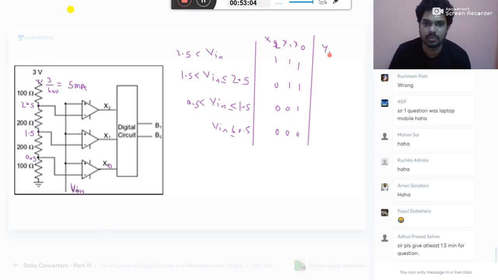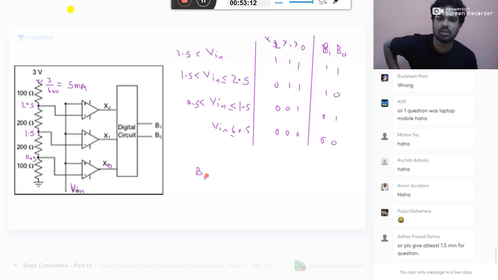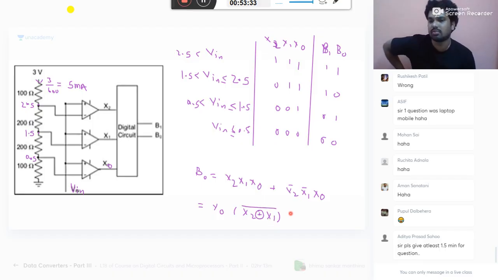Then what is b1 b2? Just variable names are different. 3 2 1 0. He asked b0. What is b0? He didn't minimize. You also don't minimize. x2 x1 x0 plus x2 bar x1 bar x0. It is x0 into x2 XOR with x1 whole bar according to example. That's all.